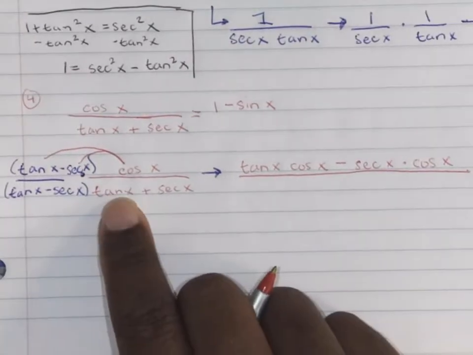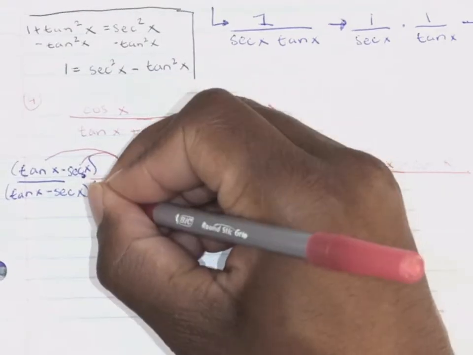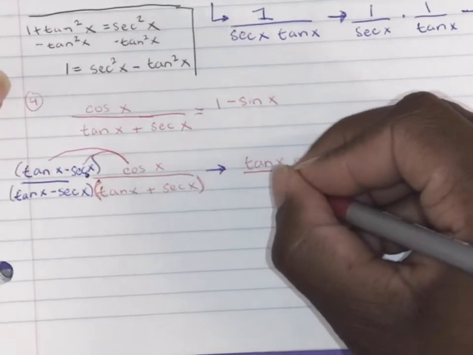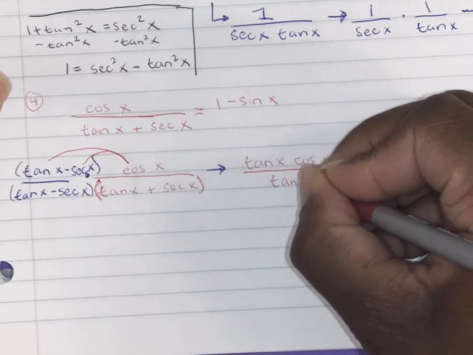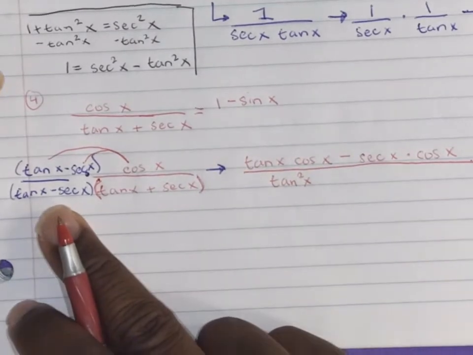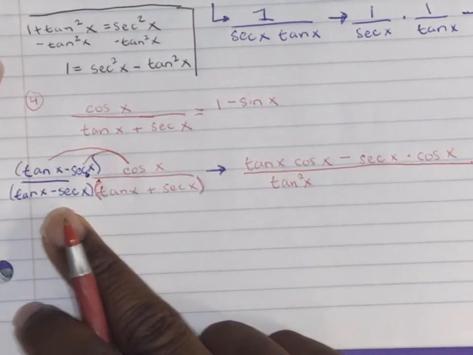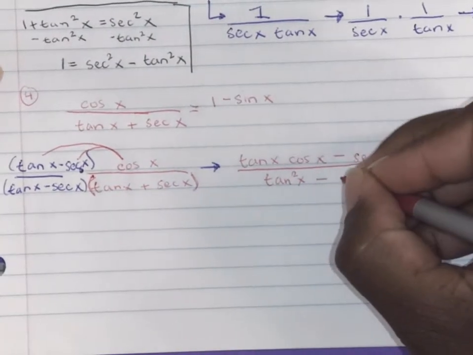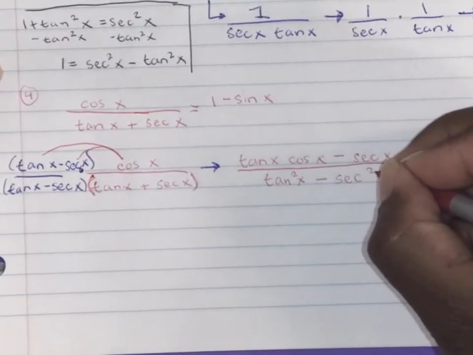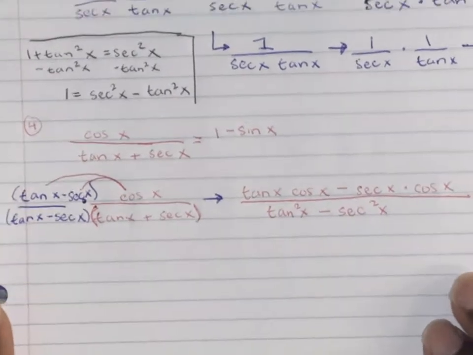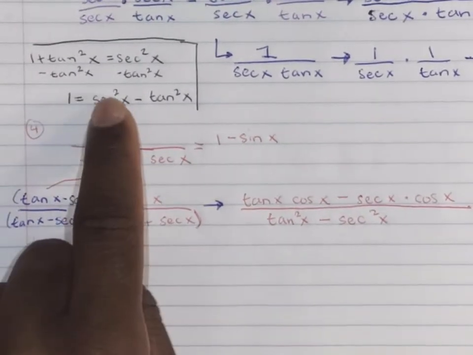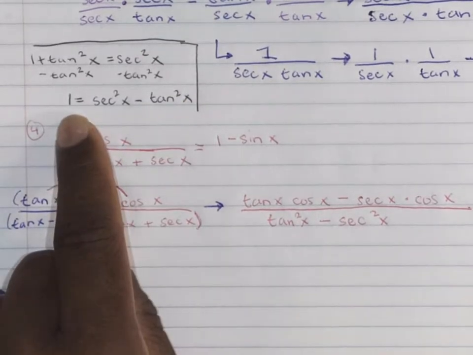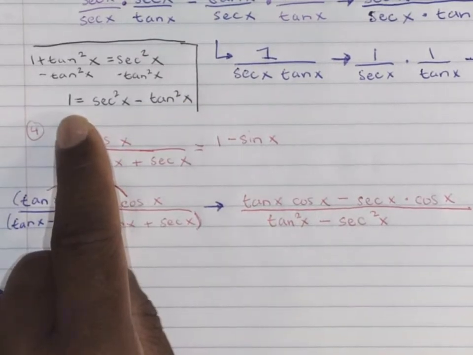First times first gives you, and I should write it like this. First times first gives you tangent squared. And then the middle terms will cancel, so I don't have to worry about those because the sign's different. I'll just do last times last, which is minus secant squared x. And this is like what we just did here, where secant squared x minus tangent squared x equals 1. And, oh, actually, I got it backwards, don't I?